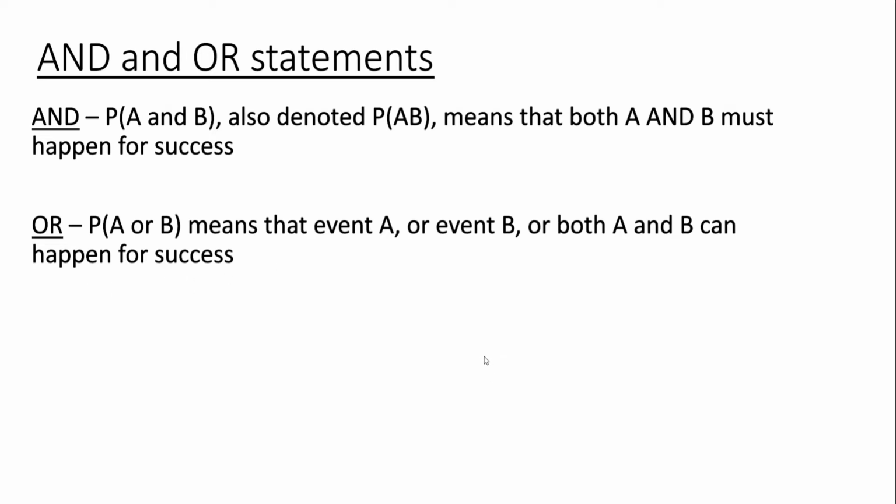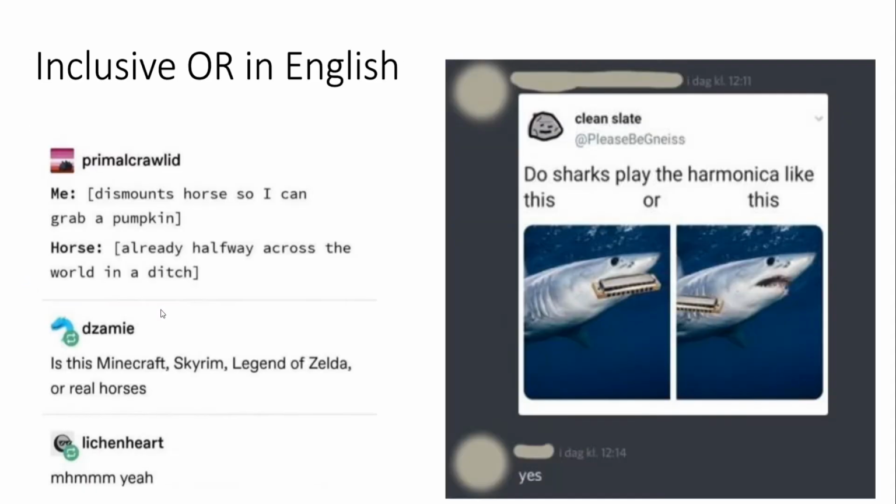When we use or in regular English, generally we use an exclusive or, meaning just A or just B, and we get rid of the part where it could be A and B. In math, we use what's called an inclusive or. But people do use inclusive or in English sometimes to make jokes.